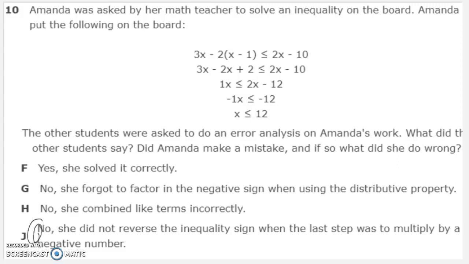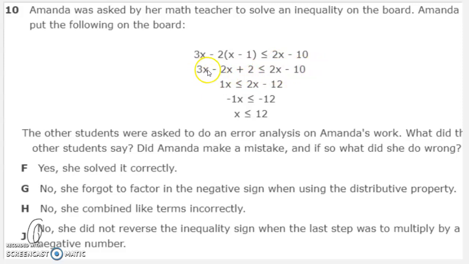On this last problem, you are given an inequality that is already worked out, right? And then we have to analyze to see if Amanda did the problem correctly or if she messed up anywhere. So if we notice she distributed that negative 2 and got a negative 2x plus 2 because it's negative 2 times a negative 1, so she got plus 2. Then she brought everything down. So she's right on that step.